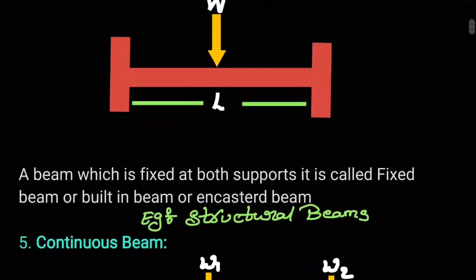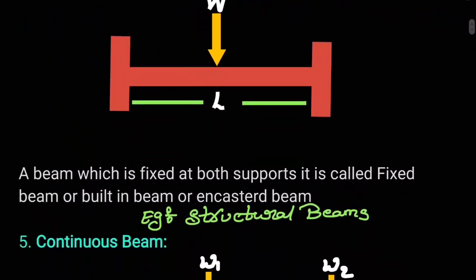Number 4. Fixed beam. A beam which is fixed at both supports is called a fixed beam or built-in beam or encastre beam. Examples are structural beams or fixed beams. This type of beam does not allow bending movement and will not have any vertical movement or rotation. Fixed beams are most frequently used in trusses or similar structures.